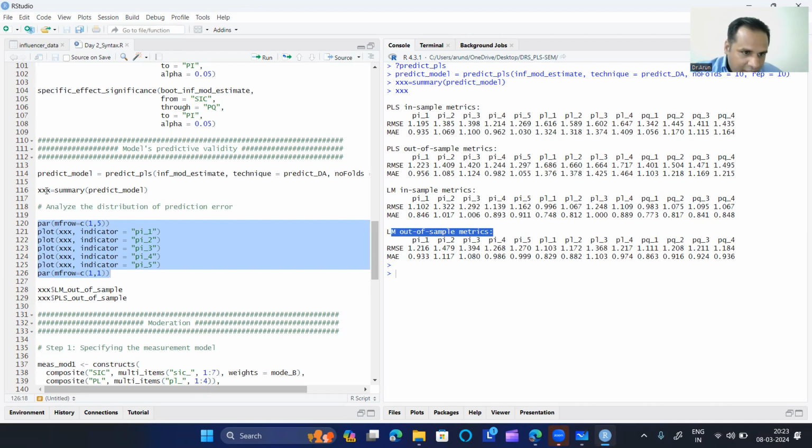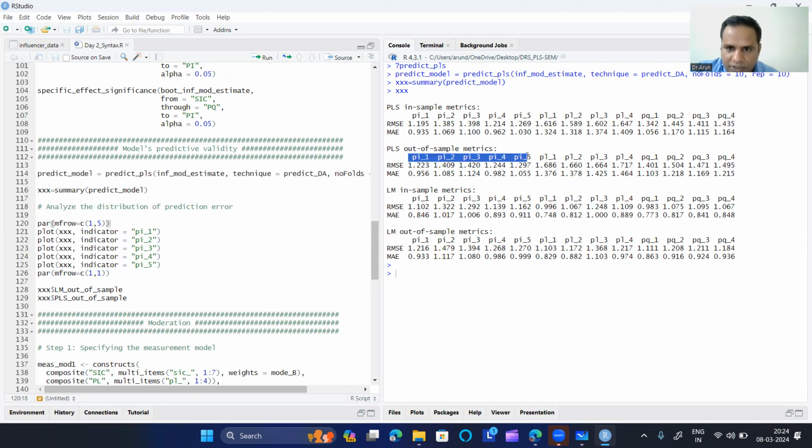That's why I've created this vector triple X, and later I'm extracting only out of sample for LM and out of sample for PLS. And then I will compare this. But now let us understand whether my distribution is symmetric or not. So now let me run this command. If you focus on line number 120, this is par mfrow, meaning I'm telling RStudio to create partitions in my plot window. So I'm telling it, give me 5 partitions. Why 5 partitions? Because my dependent variable is PI, purchase intention, and there are 5 items to purchase intention.